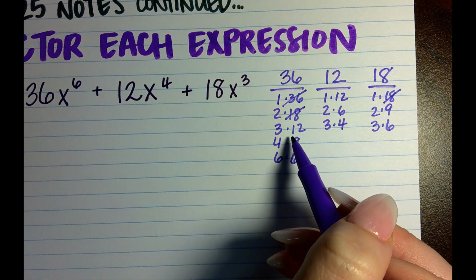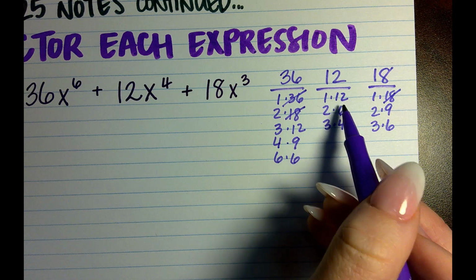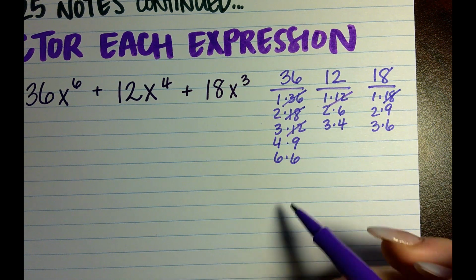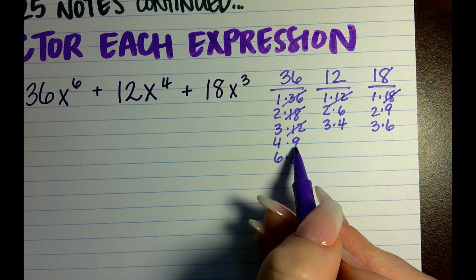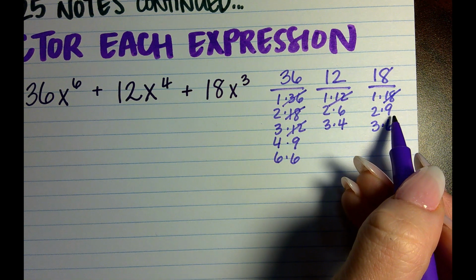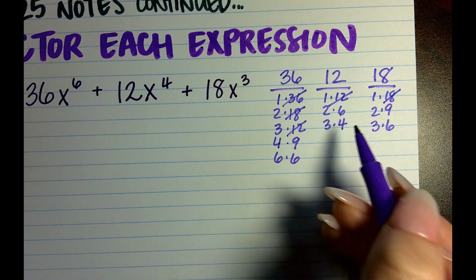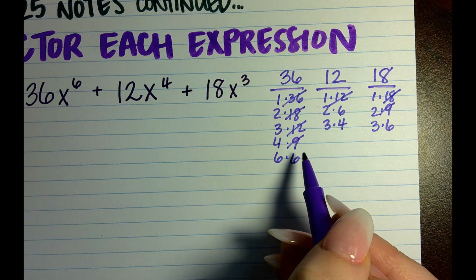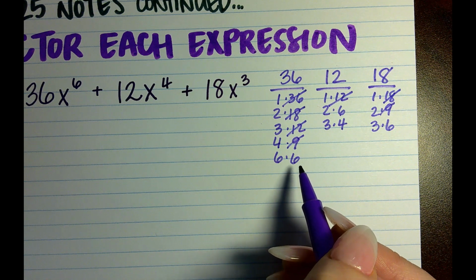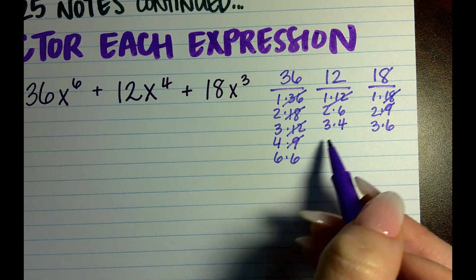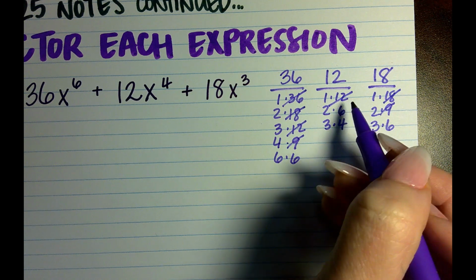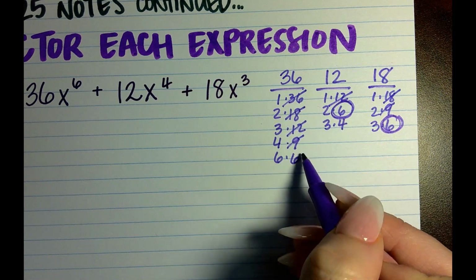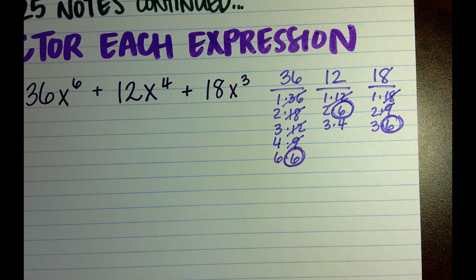Let's look at the next biggest number. 12 goes into 36. 12 goes into 12. Does 12 also go into 18? No, so it's not 12. How about 9? 9 goes into 36. 9 goes into 18. Does it go into 12? No. So this time we have to make sure it goes into all three. So it's not 9. The next biggest number is 6. Does 6 go into all three numbers? It does. 6 goes into 12. 6 goes into 18. And 6 goes into 36.